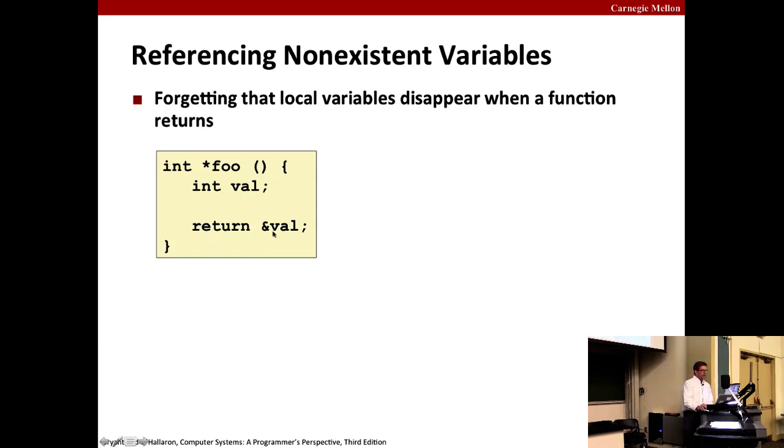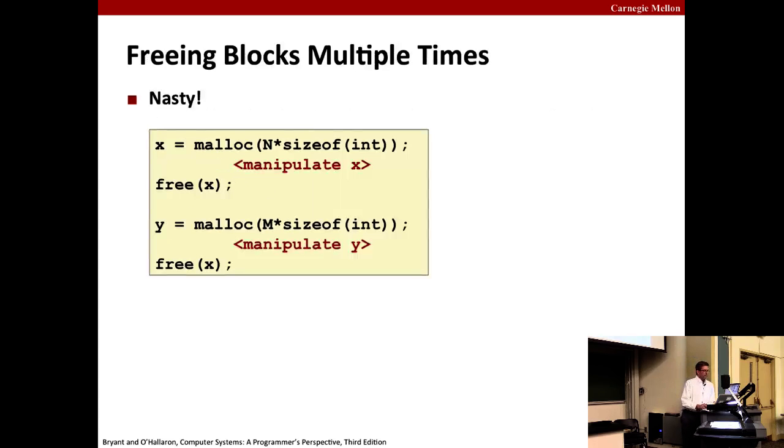All right, another way you can mess up is forgetting that local variables disappear. So if you have a function that returns the address of a local variable, no good. Okay, no good at all. It might be okay for a while until another function reuses that space. That could be a return address. It could be another function's local variable.